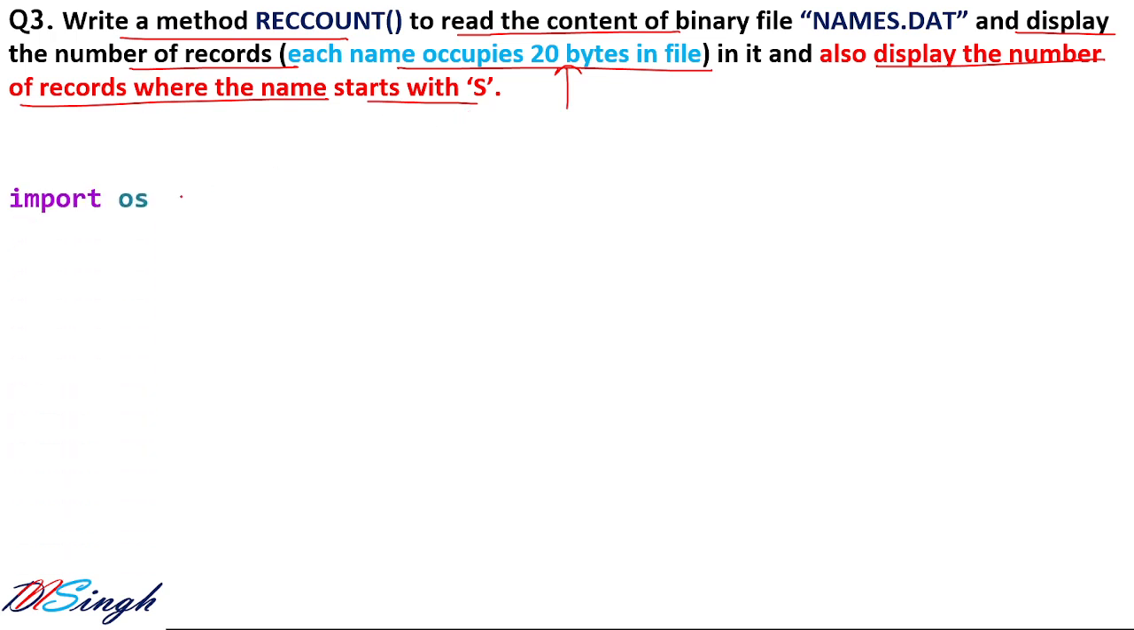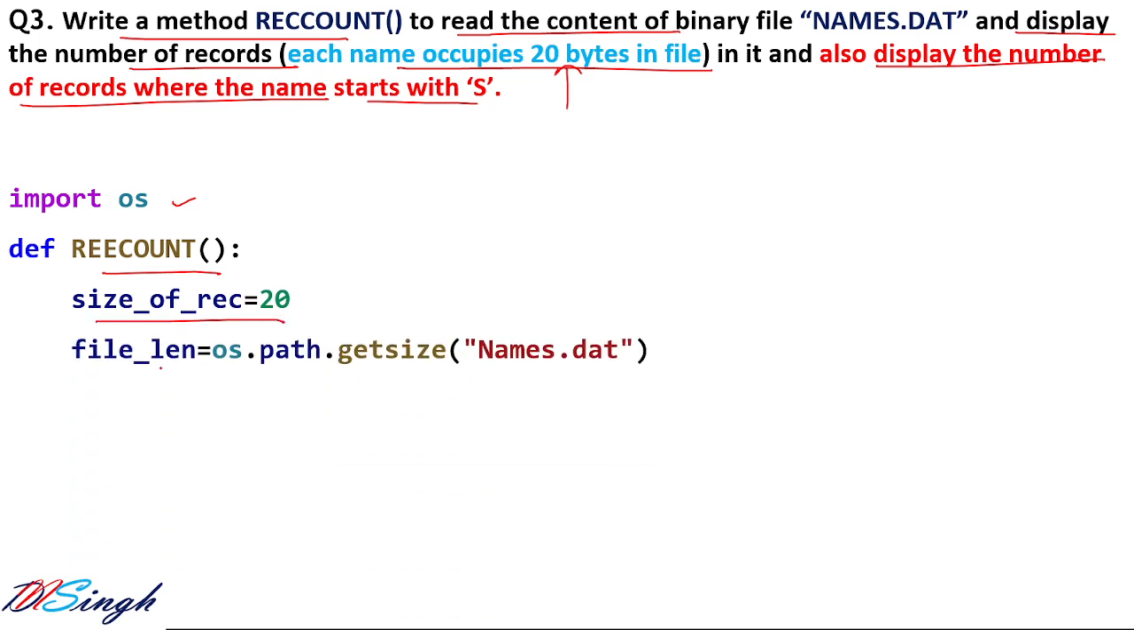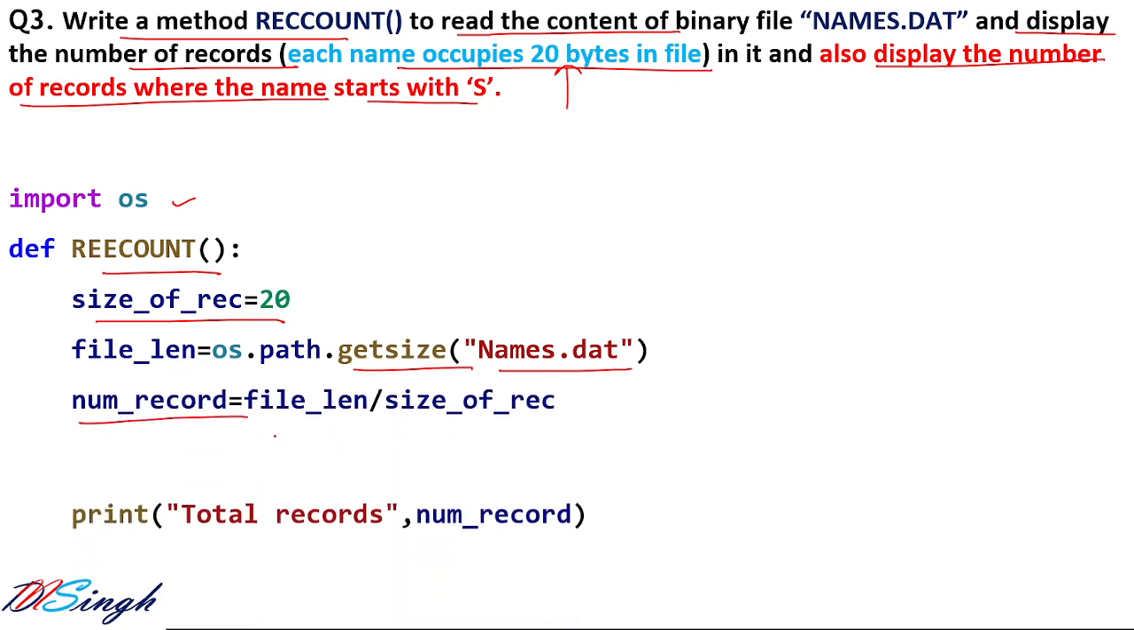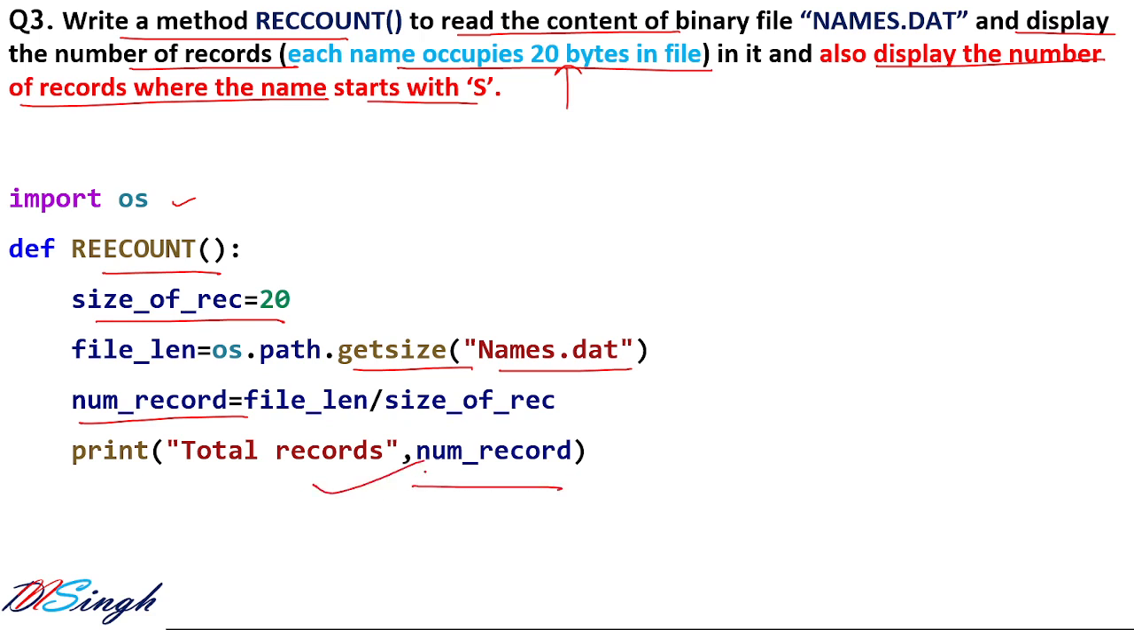Fine. Let us have import os and import pickle also. Next is read count. Now we are going to have the size of the record, which is 20. Then we are going to have this getsize method, os.path.getsize of names.dat. So getsize will return the size of the file in bytes, the file length. And now our job is very simple. We need to divide the file length by the size of the record, and we will get the number of records, and we are going to display those number of records here.